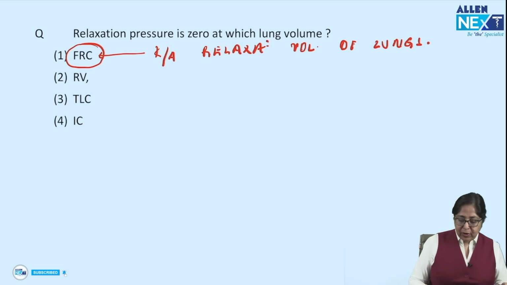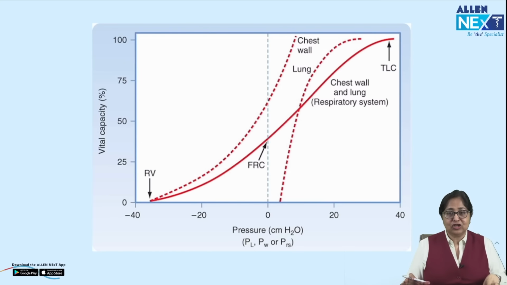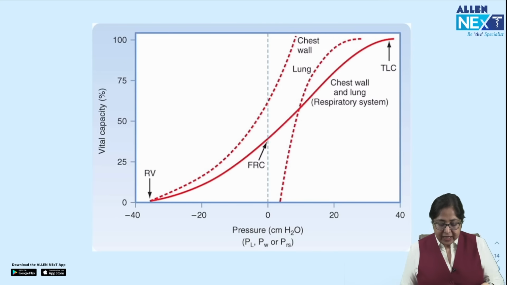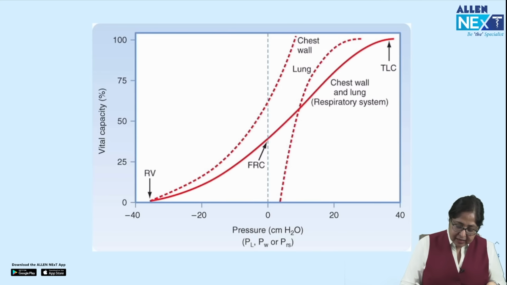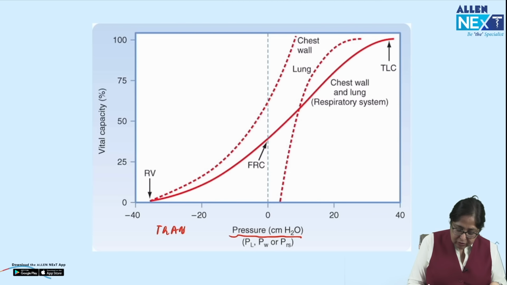For this, you have to look at the relaxation pressure volume curve. The pressure in centimeters of water is given on the x-axis. This is also known as the transmural pressure.